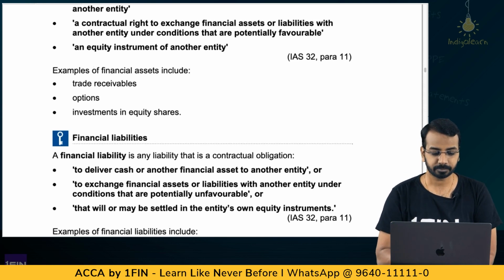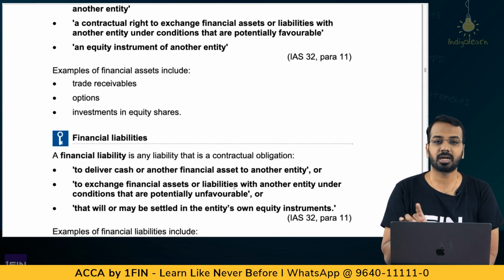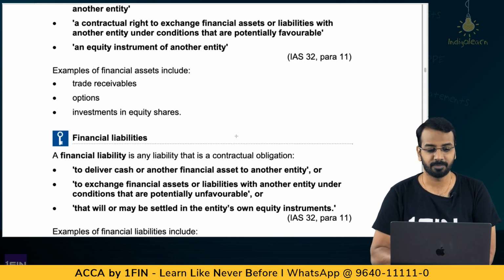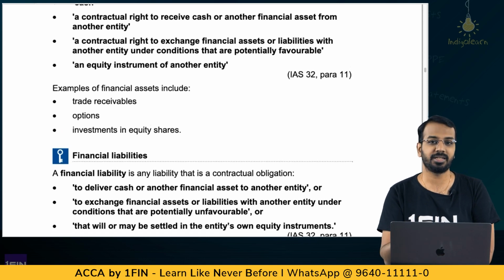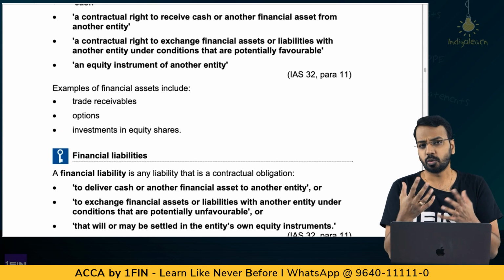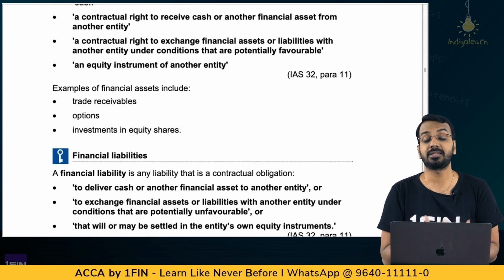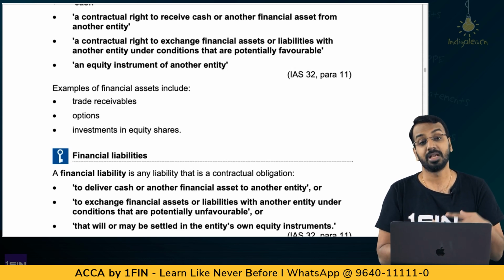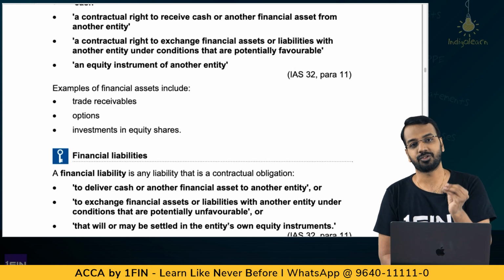Okay. Then second part, to exchange financial assets or liabilities with another entity under conditions that are potentially unfavorable to the entity. Under asset we understood, it is a right to exchange financial assets or financial liabilities in terms which are favorable to the entity. So whenever it is in my favor, whenever it is beneficial to me, it is a financial asset. Whenever there is an obligation, whenever there is a burden on me, it is a financial liability.